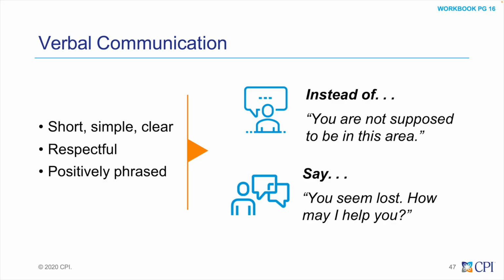Verbal communication. So it should be short, simple, and clear. It should be respectful, and it should be positively phrased at all times. So instead of, "You are not supposed to be in this area," maybe we can say, "You seem lost. How may I help you?" Right? Immediately, you are not coming off like you're trying to blame somebody for something. You're not trying to tell a student that they should not be where they are supposed to be. Instead, you know that is already the case, but you are approaching the situation differently by asking a question. So you're opening the line of communication between you and that student.